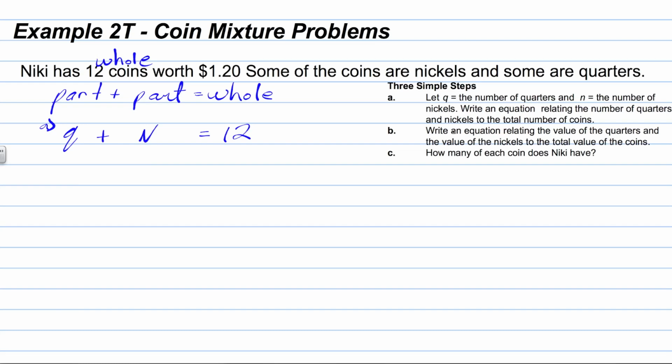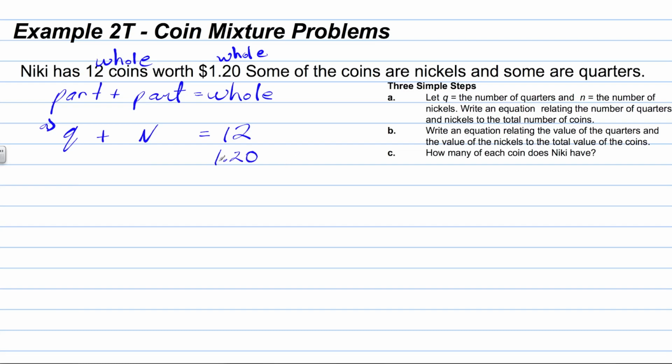Part B: write an equation relating the value of quarters and the value of nickels to the total value of the coins. The total value of the coins is going to be our whole. Again, this is a whole here, and that's how much the coins are worth. The coins are worth $1.20.